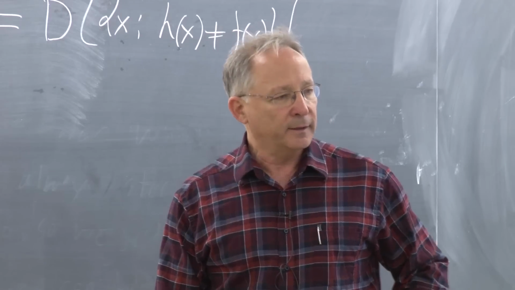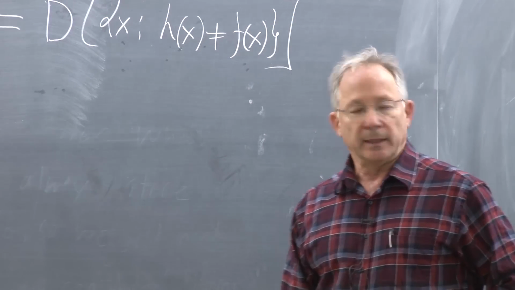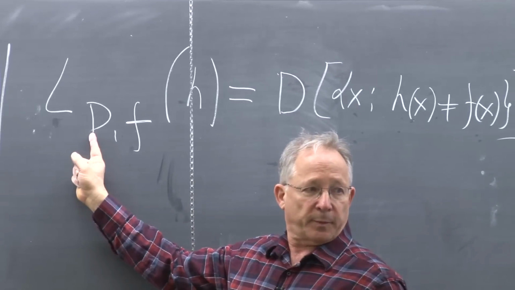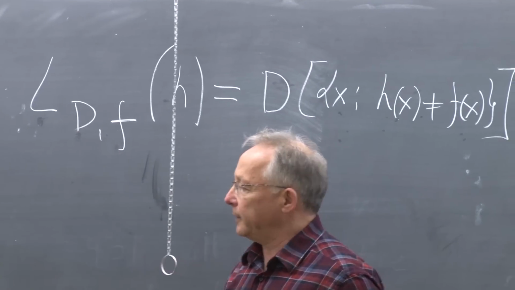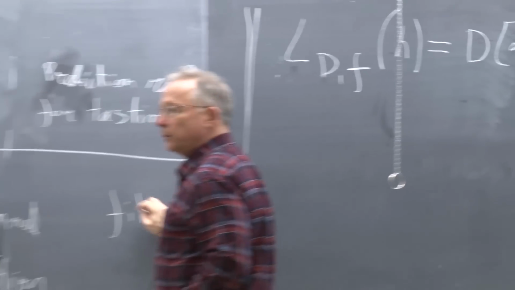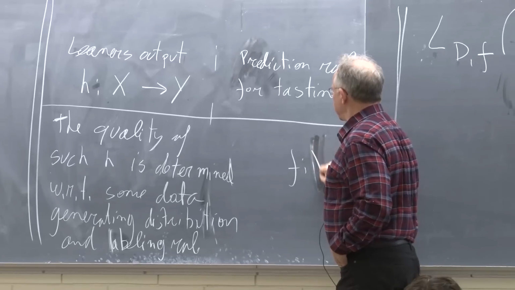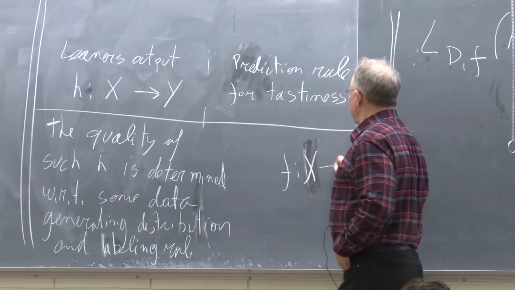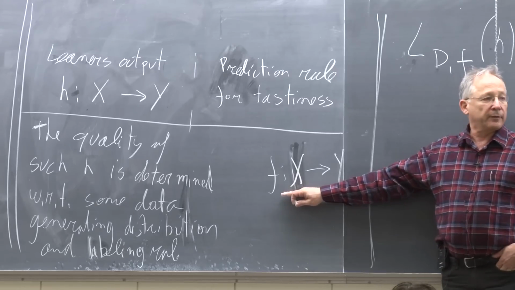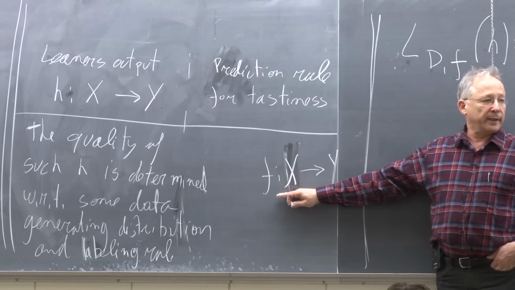Yes? The DF subscript, that's a distribution function? So D is the distribution that generates papaya. And F is a rule. F is the true labeling, the true function that takes points of x and gives them some y. So you have the correct labeling. This is the correct labeling function.